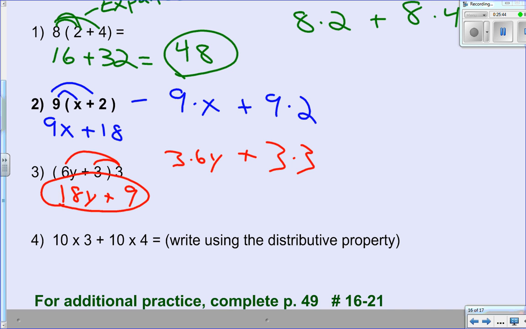Again, for this one, there is something like this on the test. If I already write this using the distributive property, if I had 10 times 3 plus 10 times 4, my 10 is my common number. And then 3, bring my sign down, and 4. So that's kind of a reverse distributive property, which if you see this, take the common number, put it outside the parentheses, and then you take your remaining numbers and your sign and put it inside the parentheses. If you need any additional help on this, please see page 49, numbers 16 through 21.